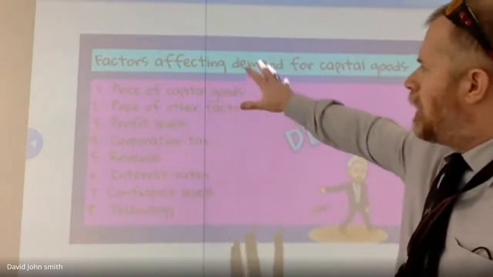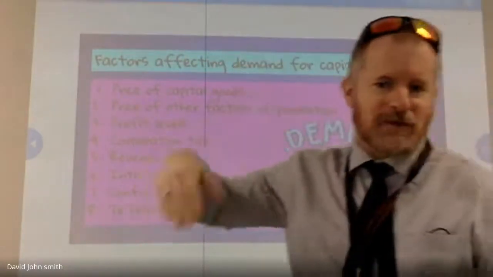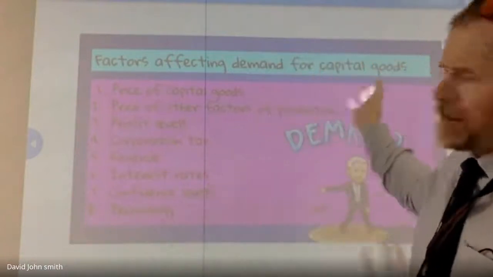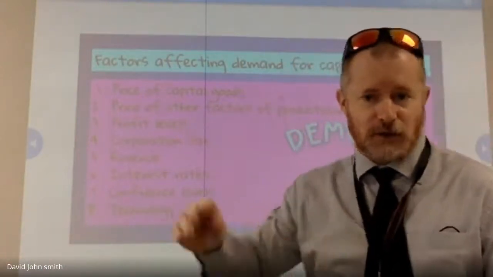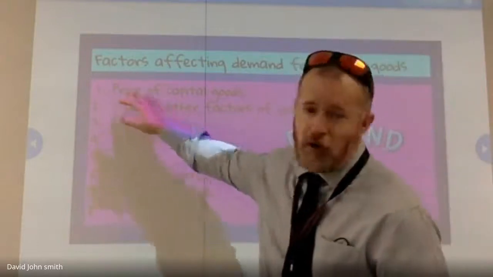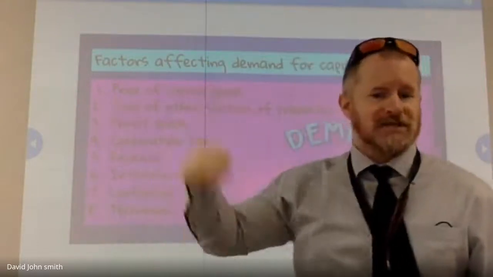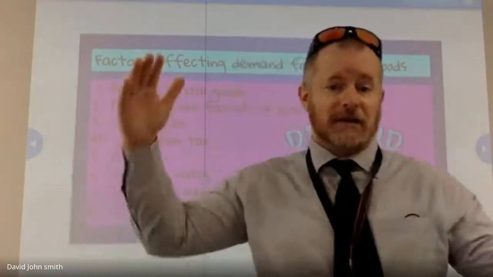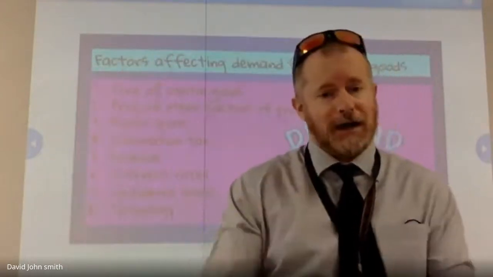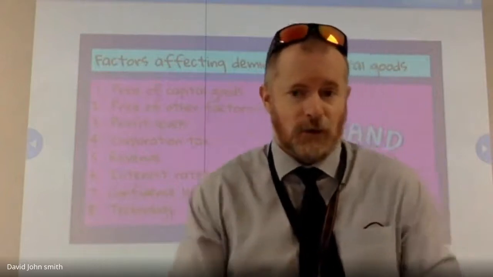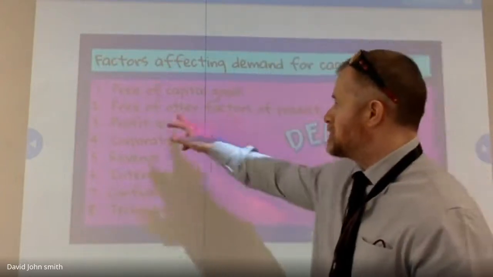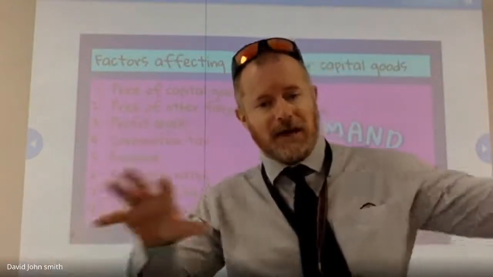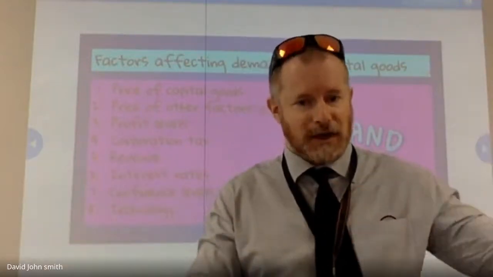Now, these are the factors or the determinants, if you will, the things that determine your demand for capital goods. And we've mentioned a couple of them already. So we're going to go through them, right? The price of the capital goods. If capital goods are more expensive, you're not going to be able to afford them. If all of a sudden their prices decreased, you're more likely to be able to invest, to afford to buy the capital goods. The price of other factors of production, so labor. So you're looking at the comparative prices between capital goods and labor.